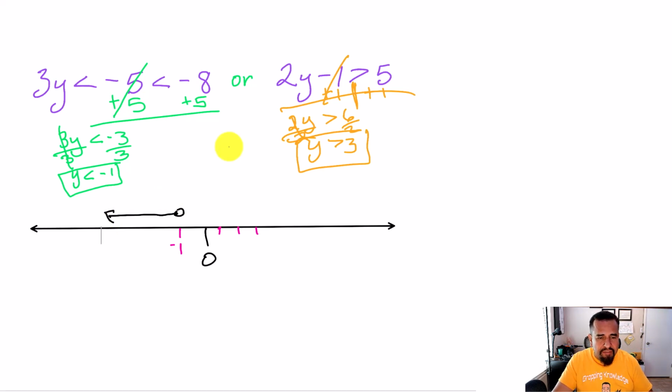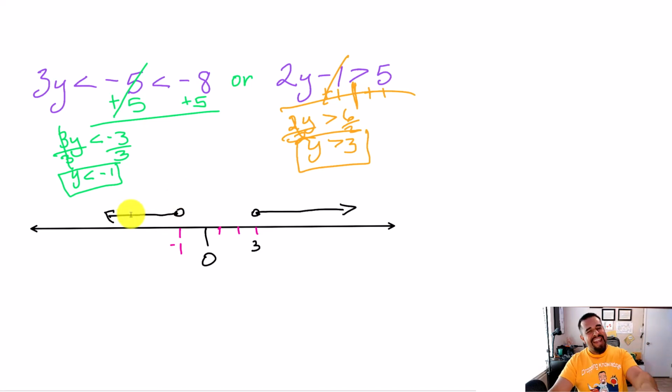Or here we have a positive 3. My symbol tells me that I'm going to have an open circle over 3, and it says y has to be greater than 3. So that means my values live over here. This or that. Notice the values in between will not be a solution to either inequality, but the values on either side are solutions to these inequalities.